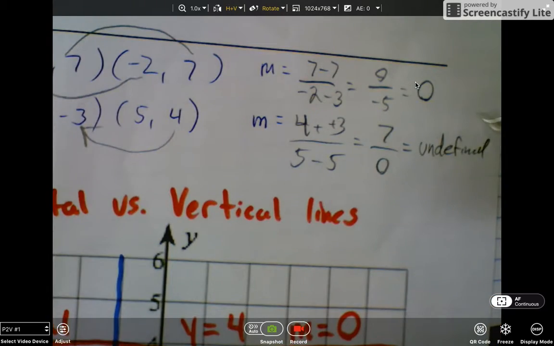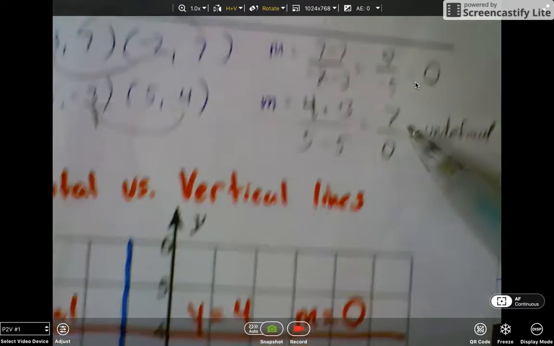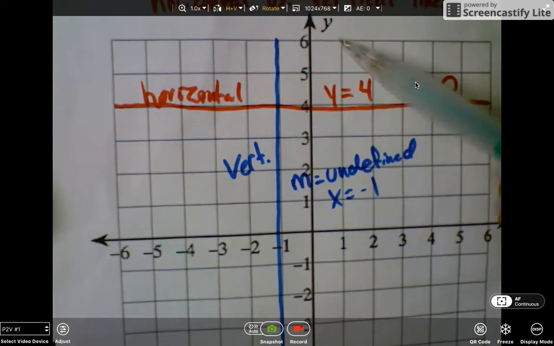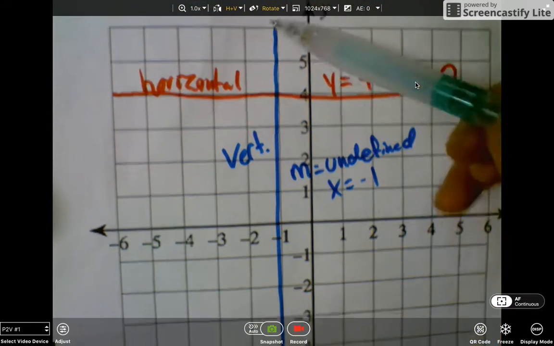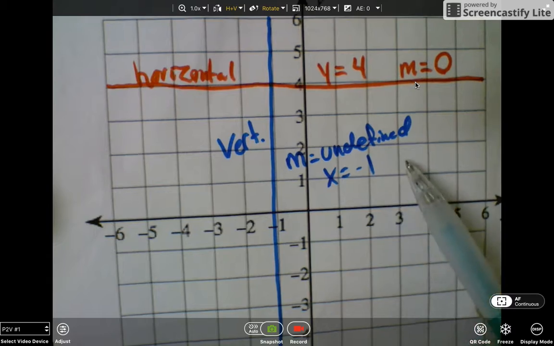So please, again, keep this in mind. When you're finding slope, if the 0 is at the top, the slope's 0. If the 0 is at the bottom, it's undefined. Horizontal line in red goes across from left to right. And this gives you a slope of 0, but the equation is y equals 4. Vertical lines are up and down. Slope is undefined, but the equation is x equals.